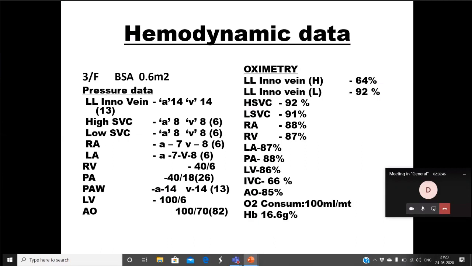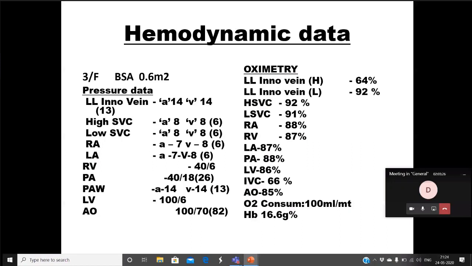Pulmonary capillary wedge A is 14, V is 14. Both are elevated. Mean is 13. LV pressures: systolic is 100 and diastolic is 6, and there is a gradient between the LA and LV because mean is around 13 and LV diastolic is 6. As per our calculation, between the pulmonary artery bed pressure and LV, there is a diastolic gradient indicating mitral valve stenosis. Stenosis, very good.